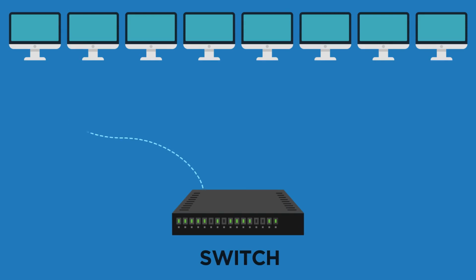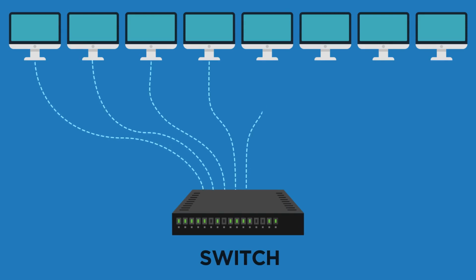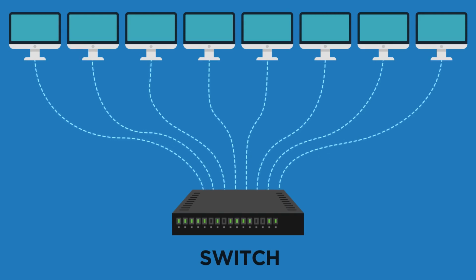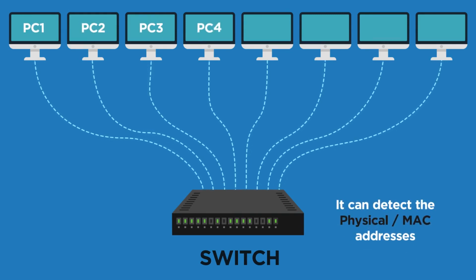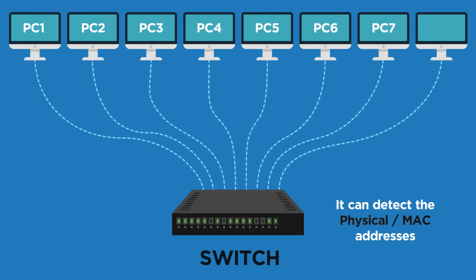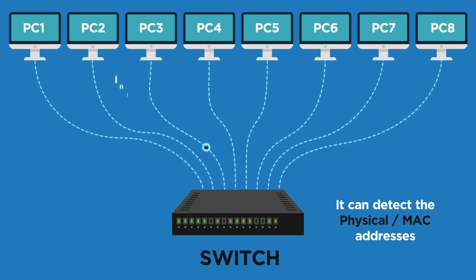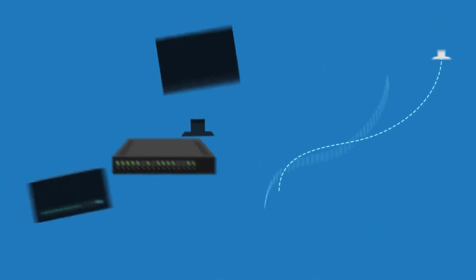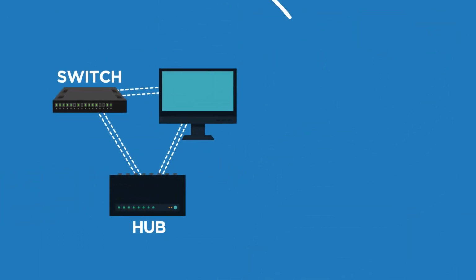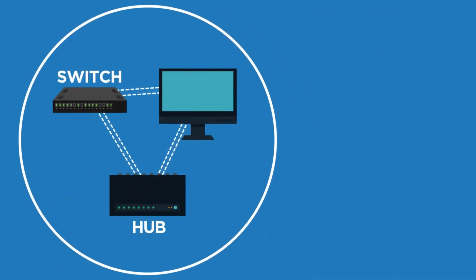A switch is very similar to a hub in connecting devices on an internal network. The only difference is the switch knows precisely where the data is to be sent. It can detect the physical or MAC addresses of the devices that are connected to the switch. So unlike a hub, the data transmitted from a PC would go to the intended PC in the network with the help of a switch.